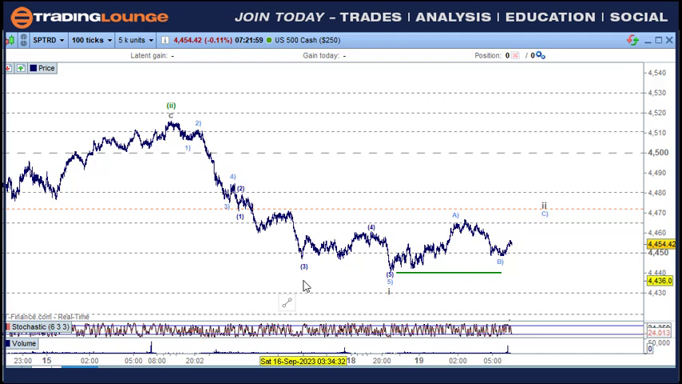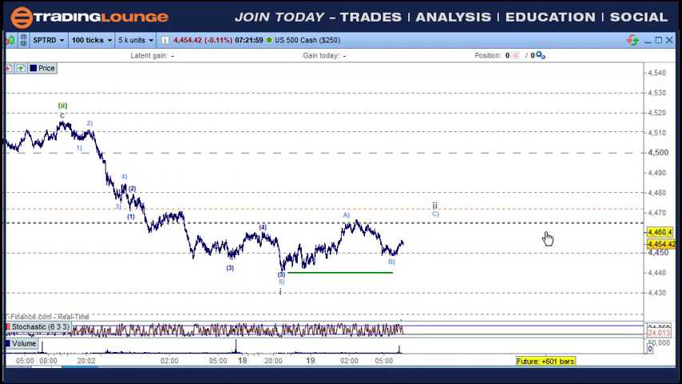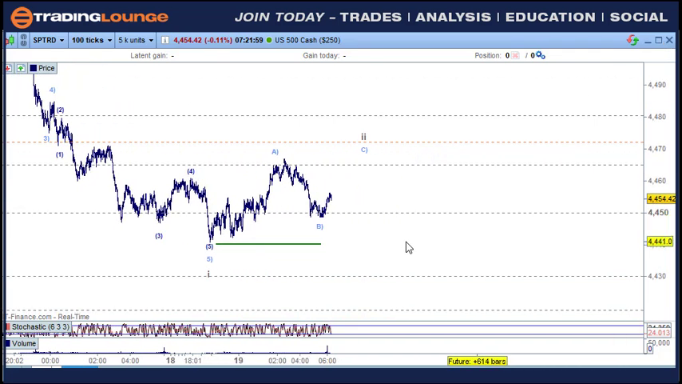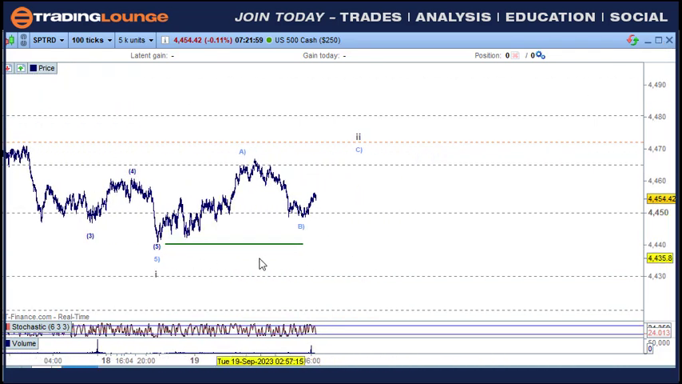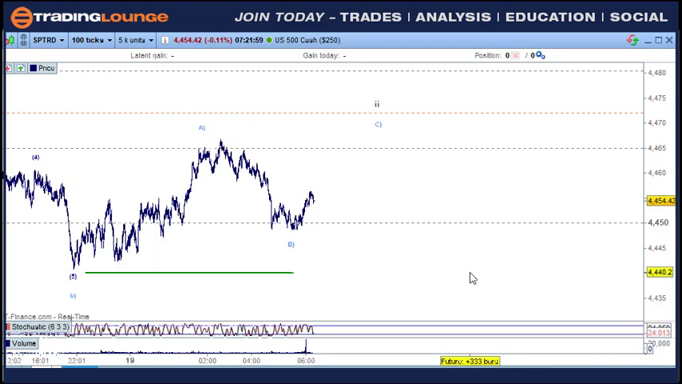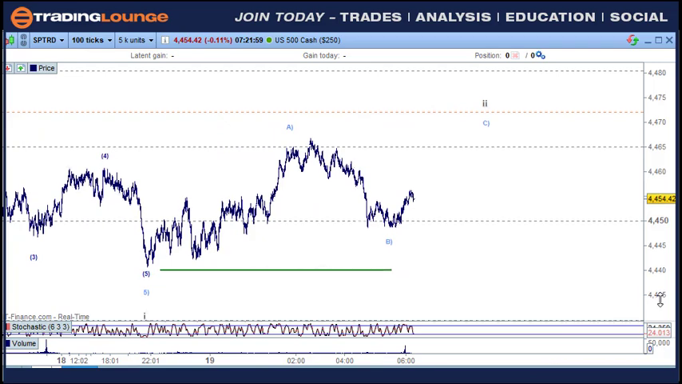So yeah, it's a bit of a tricky one actually, some of this, but it doesn't really matter. We've got this nice rally here that's come back over this one, so whichever way you've got it counted, it doesn't matter. We've got that low there. All we need to do now is short this low, but as I mentioned, we need to understand this a little bit better here.